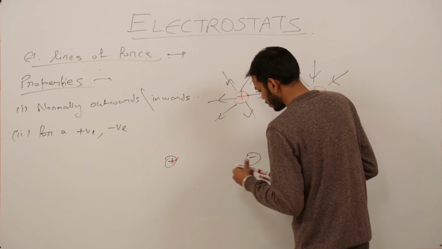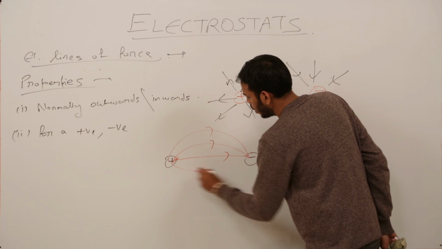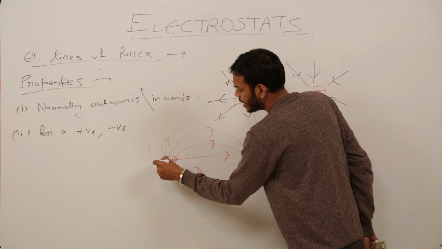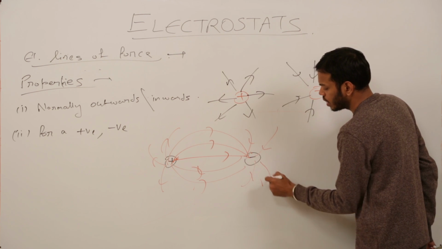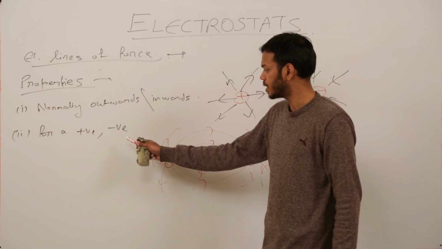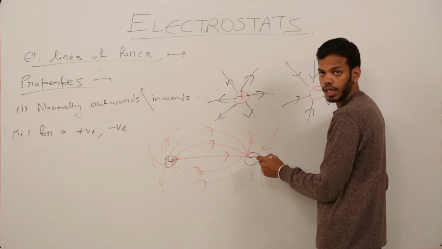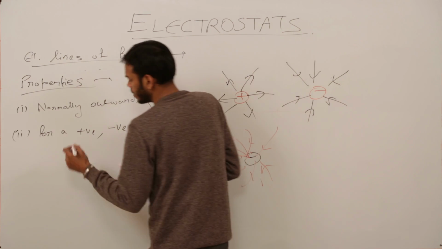These are closed continuous curves which originate from a positive charge and they terminate on a negative charge. If you have skipped the point, write it down. For a positive negative charge system, these lines originate from a positive charge and terminate on a negative charge. Two points done.